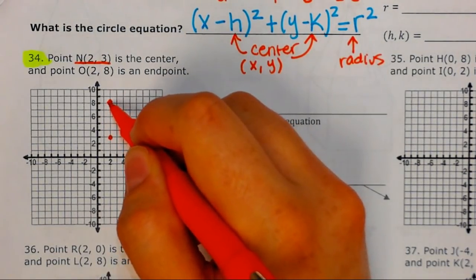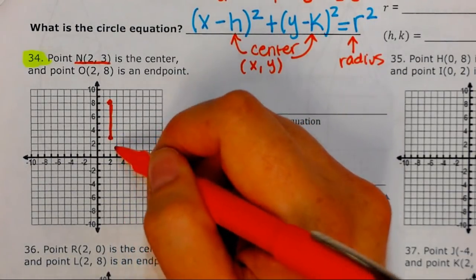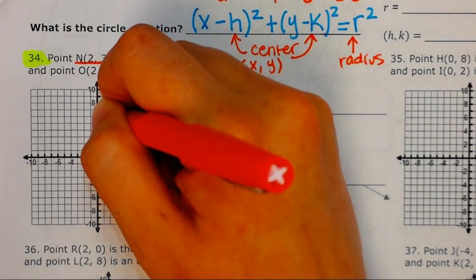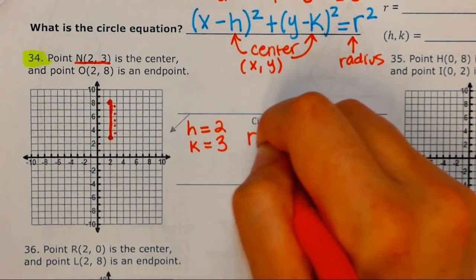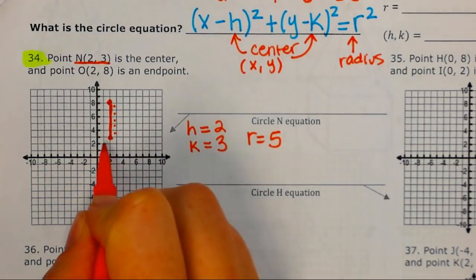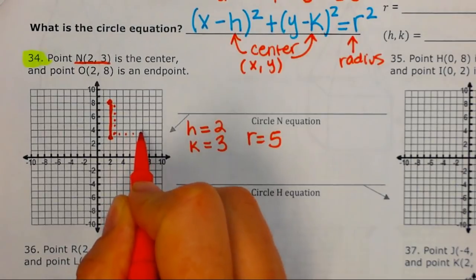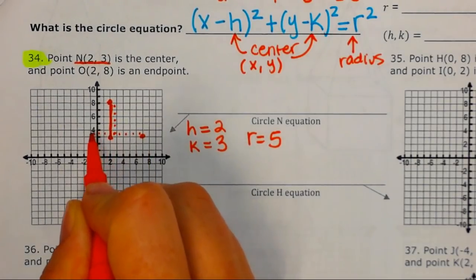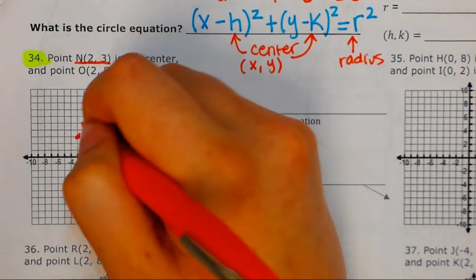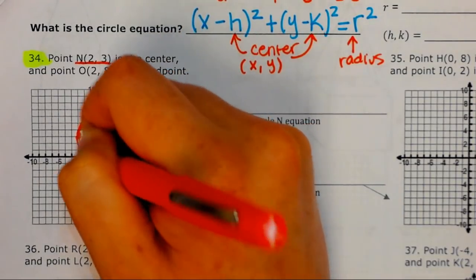Now if this is an endpoint on the circle, that means if I connect this line, this is our radius for the circle. So I can just count the distance: 1, 2, 3, 4, 5. So this circle has a radius with a length of 5. Just to show you what it looks like, I'm going to extend this out. We've got 1, 2, 3, 4, 5. There's another point, another, and another. So this is what that circle looks like.